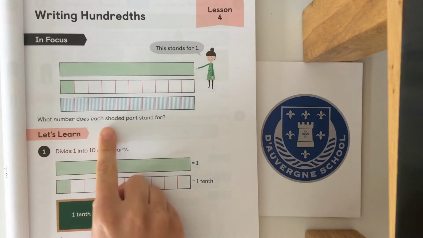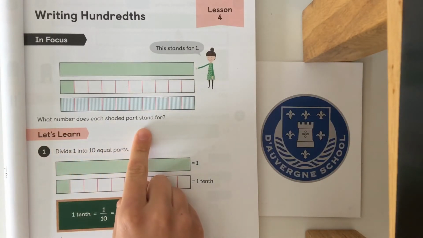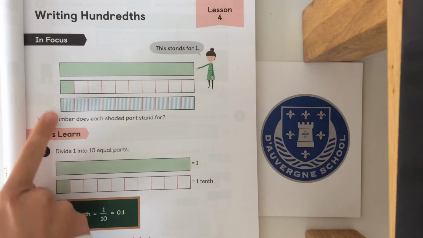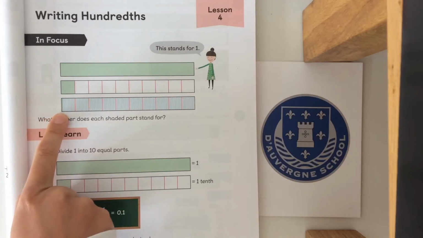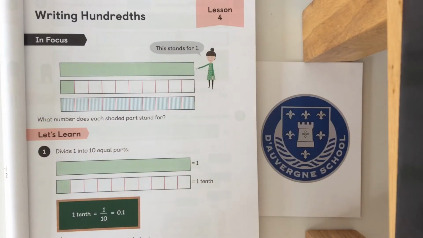So what number does each shaded part stand for? What does this stand for, and what does this tiny little shaded part stand for? It might be a bit difficult for you to see in the video, so it might be worth logging into your Maths No Problem login and having the textbook up in front of you. Pause the video now and have a go at working out what they are worth.